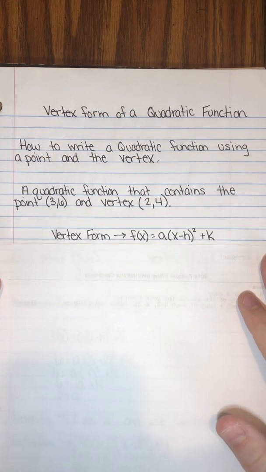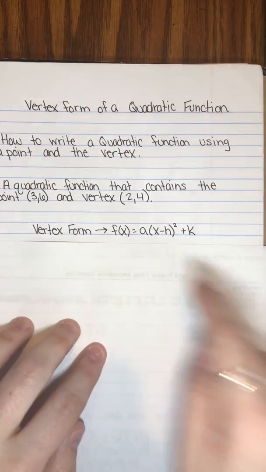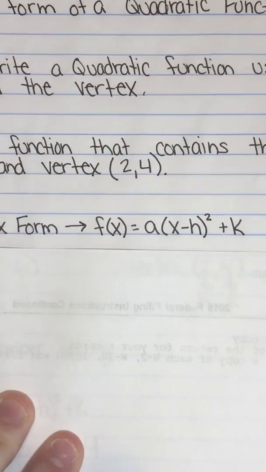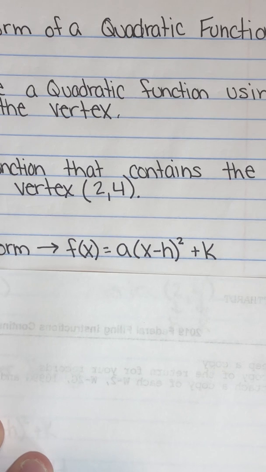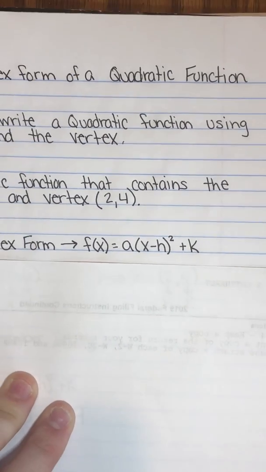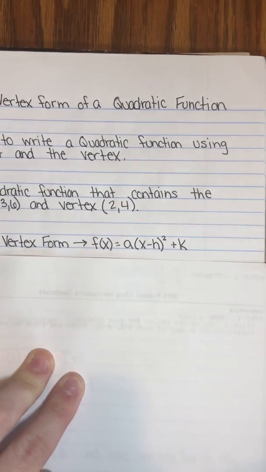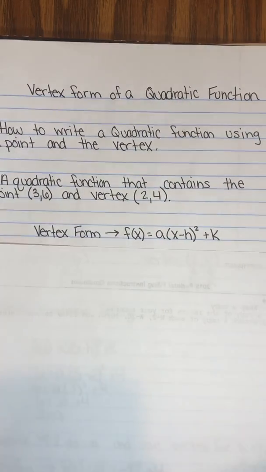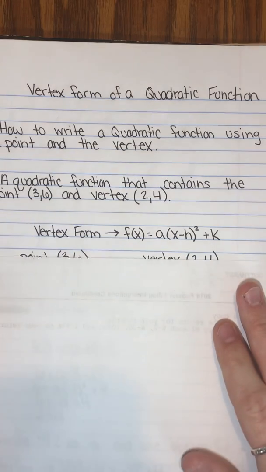Okay. Here is your equation for vertex form. f of x equals a, open parentheses, x minus h, close parentheses, to the power of 2 plus k. And you are not expected to memorize that. That, along with the quadratic formula, are on a formula chart, so it is not something you have to memorize.